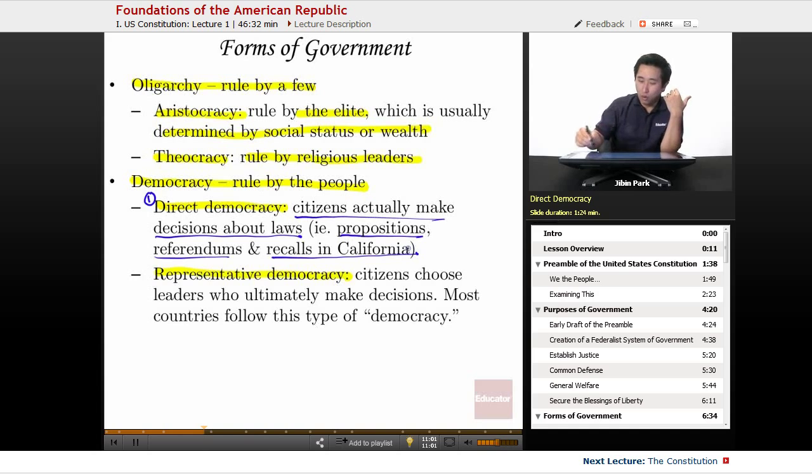But the more common type of democracy that we're going to see as practiced in the United States and by most countries is representative democracy.